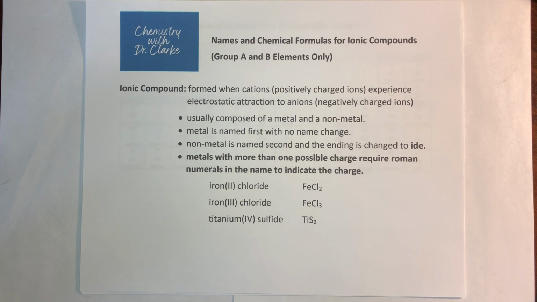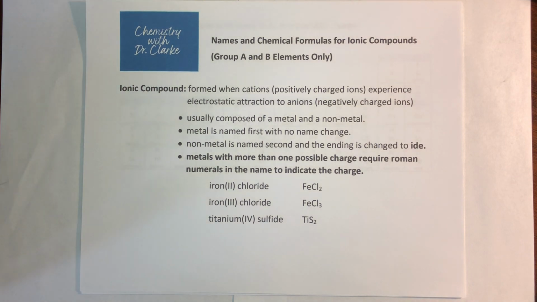In the video today, I'd like to talk about writing the names and chemical formulas for ionic compounds. This is the second video in a three-part series on naming and writing chemical formulas for ionic compounds. In this video, I'd like to talk about what happens if you have both group A and group B elements present in your ion.